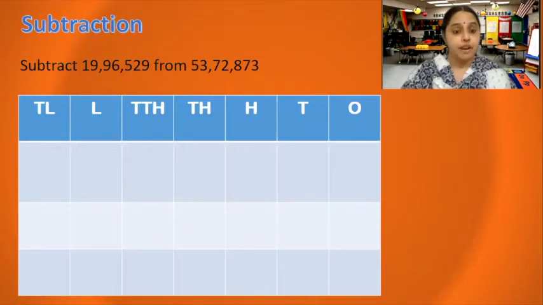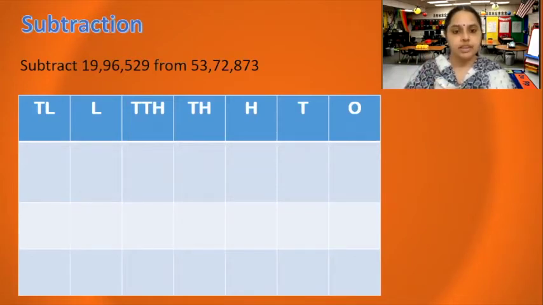Did you understand? The number after from must be written on top. So subtract 19 lakhs 96,529 from 53 lakhs 72,873. So always the number after from, this is a tip for you. This is a hint for you. Whatever is coming after from, that has to be written on the top.